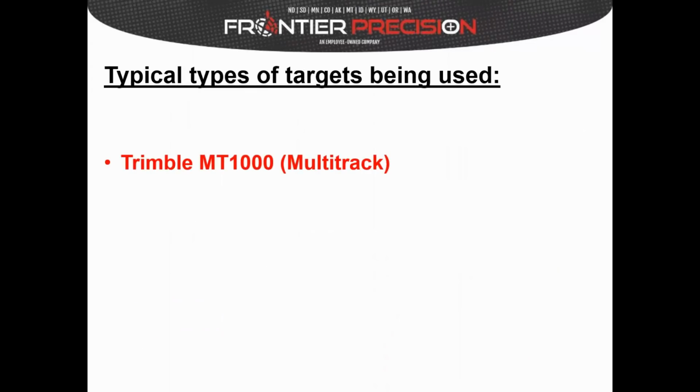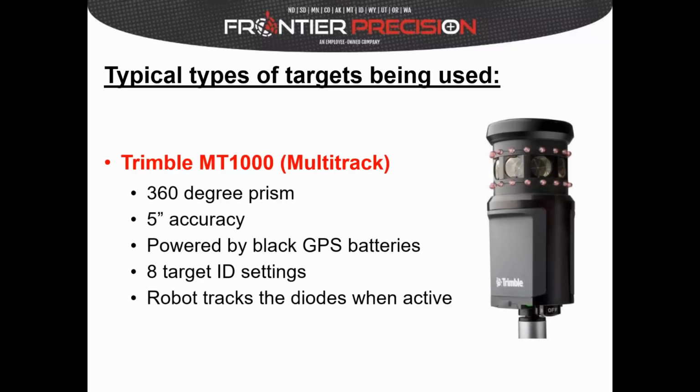So first, let's just talk about the different types of targets that are being used. The first and probably the most common one is the Trimble MT1000, or what you might hear us call the Multitrack. So this is basically a 360-degree active targeting prism. A couple things to make note here is it is rated to 5 seconds of accuracy.